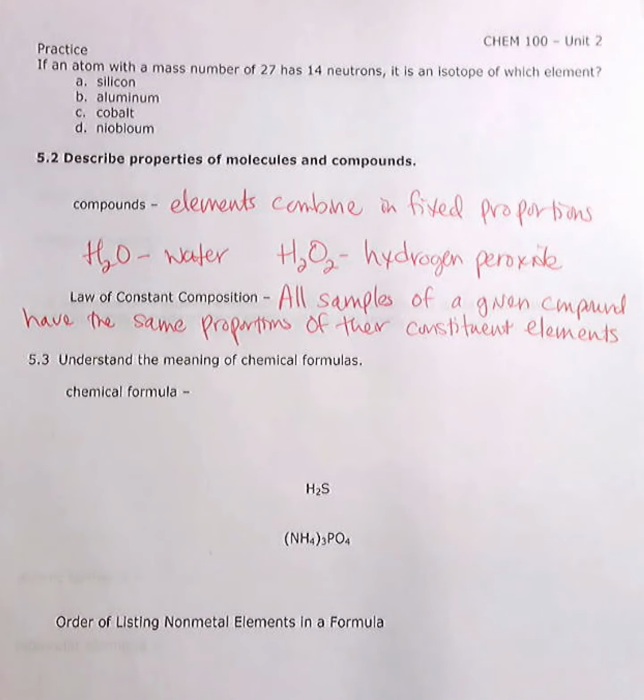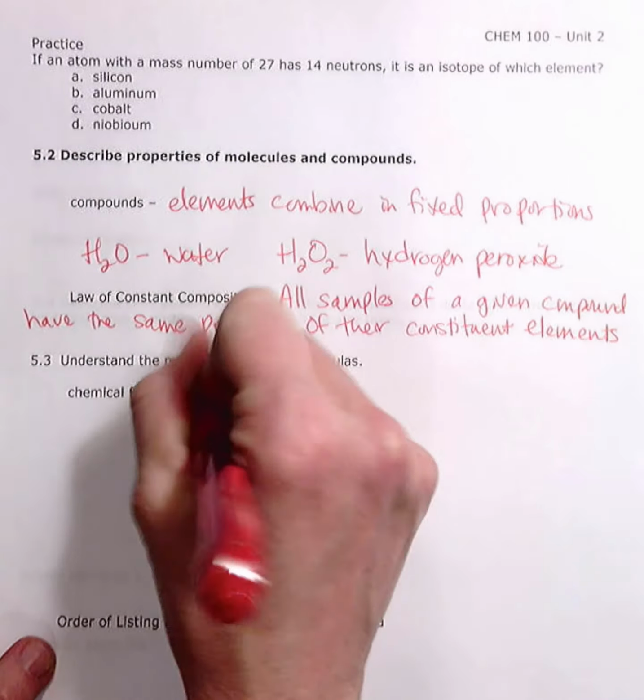Okay, now we're going to try to understand the meaning of chemical formulas. So a chemical formula indicates the elements present in the compound and the relative number of each.